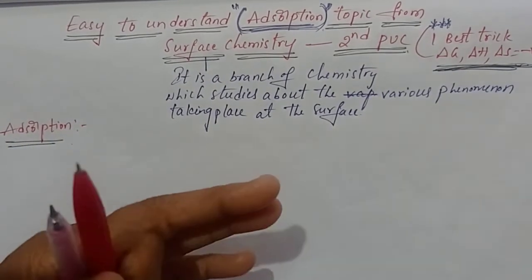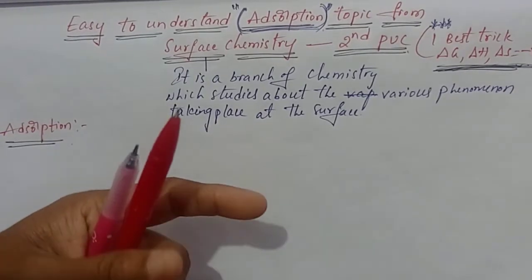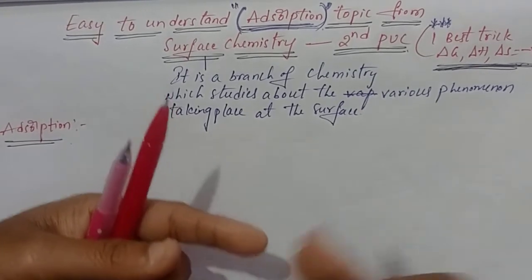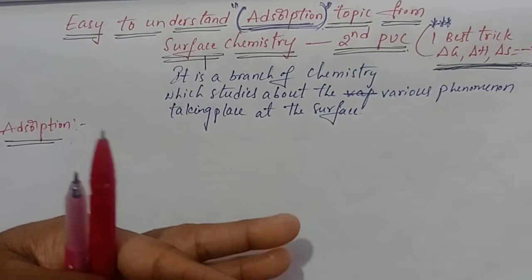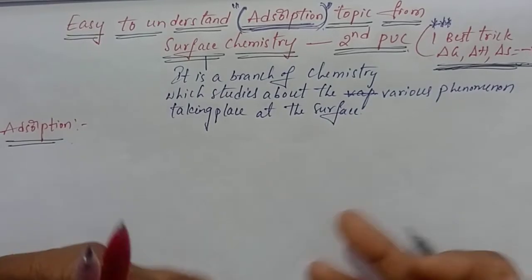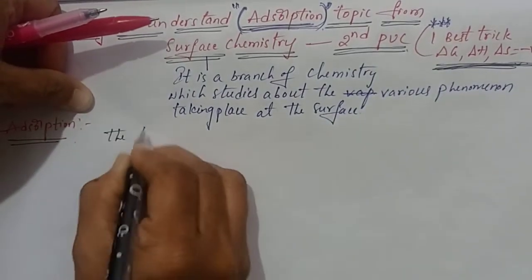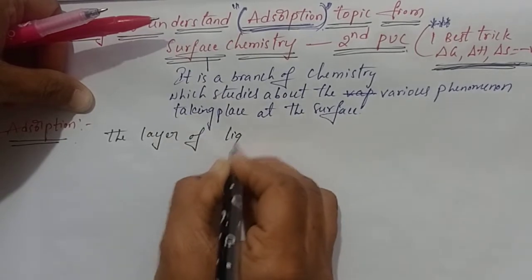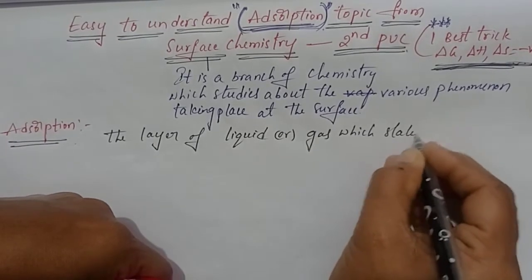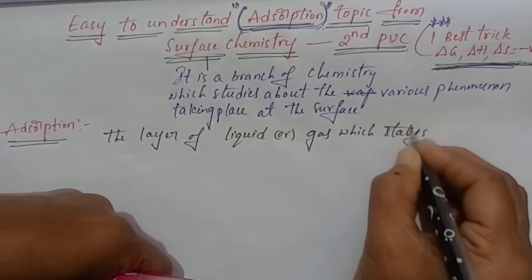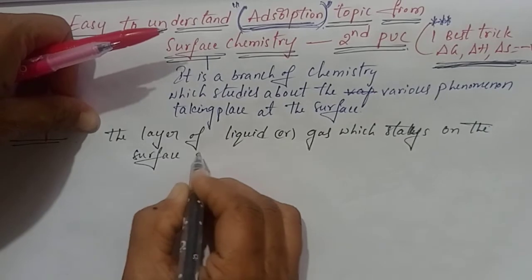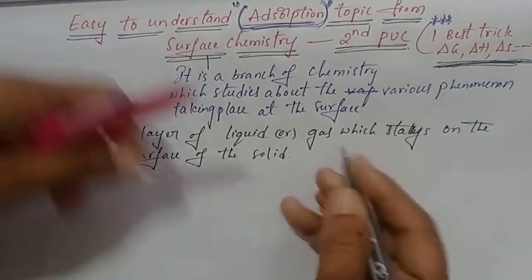Adsorption is a process in which the layer of a liquid or gas stays on the surface of the solid. Or we can call it accumulation of particles on the surface. So it is a process in which the layer of a liquid or gas stays on the surface of the solid, students.